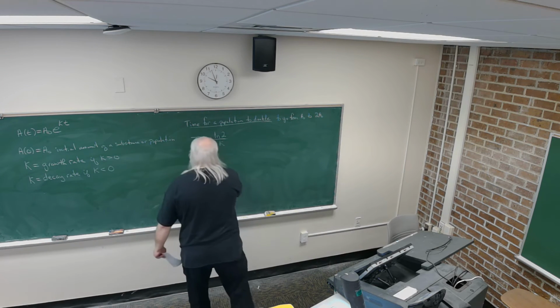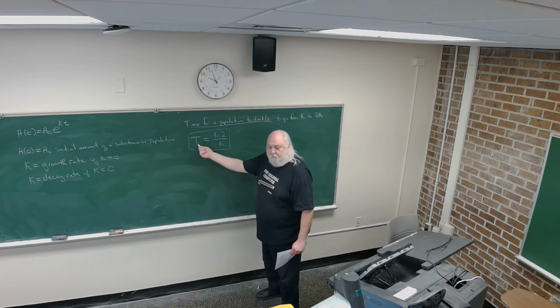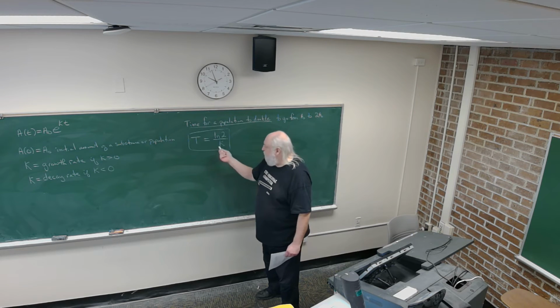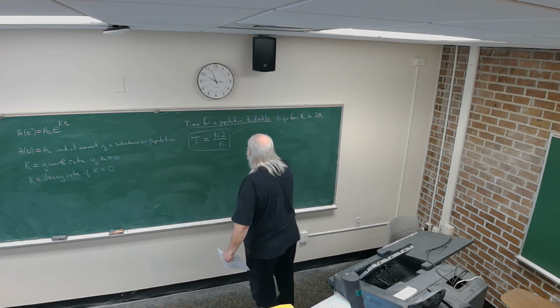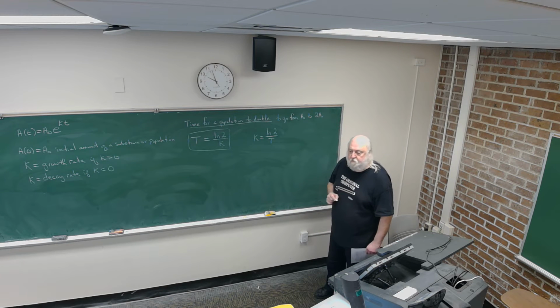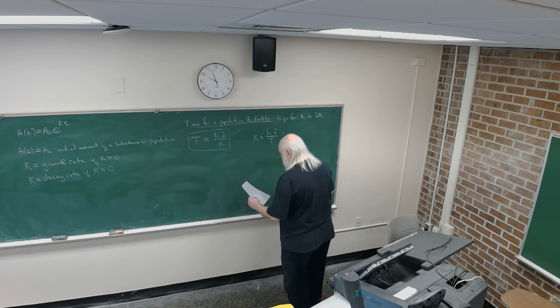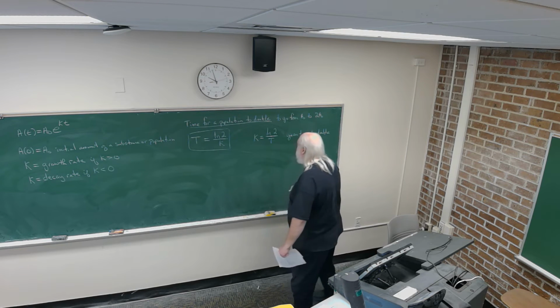And sometimes you're given the time it takes for the population to double, and you've got to find the growth rate. So if you solve this equation for K, you get the growth rate K is equal to the natural log of 2 divided by the time it takes for the population to double. So you can find the value of K given the time for the population to double in size.